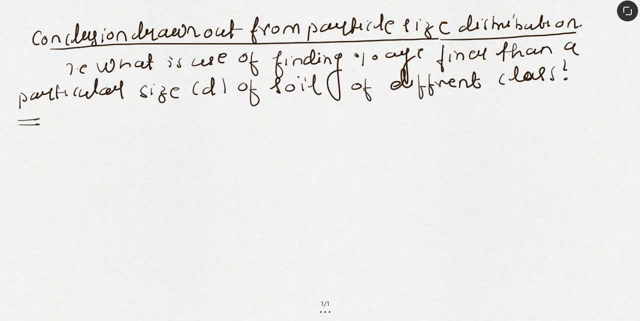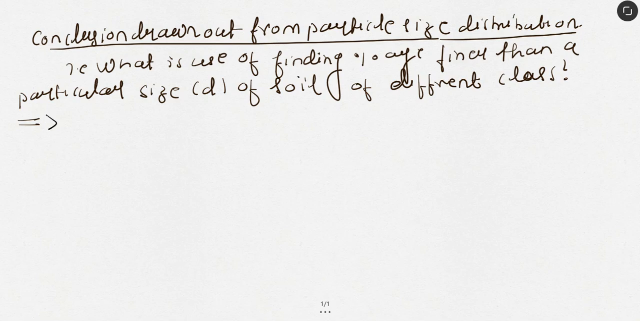So we are here to draw conclusion of the particle size distribution which we have made in very early lectures. So the question is, what is the use of finding percentage finer than a particular size d of soil of different class? Let's try to understand this by making some simple observations.